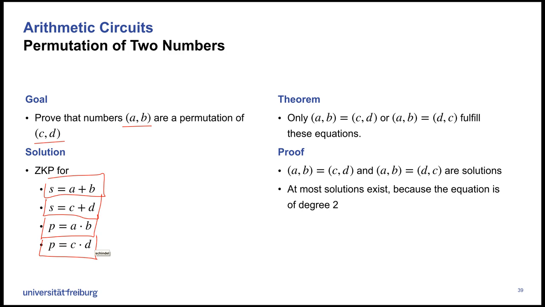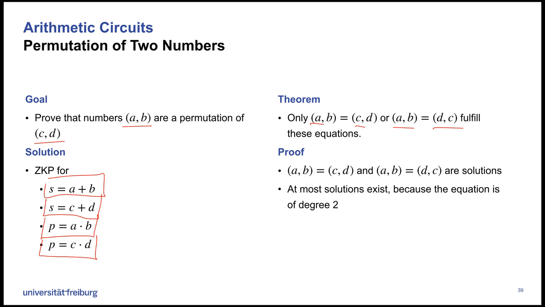S is short for sum and P is short for product. So I prove this property. And this way, this has only two solutions: that (A, B) is equal to (C, D) because it has the same product and the same sum, or I have permuted them, that (A, B) is (D, C), because product and sum don't care about the order. But this is the only solution. There is no other solution for this equation system if you solve it for (A, B): it is either (C, D) or (D, C).